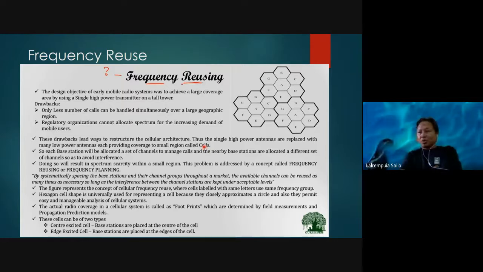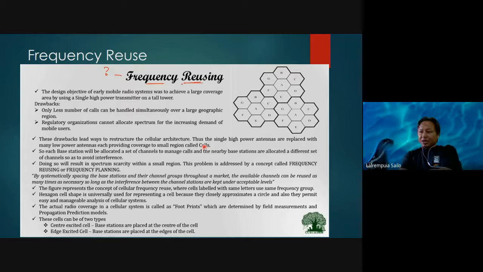Doing so will result in spectrum scarcity within small regions. This problem is addressed by a concept called frequency reusing, or frequency planning.